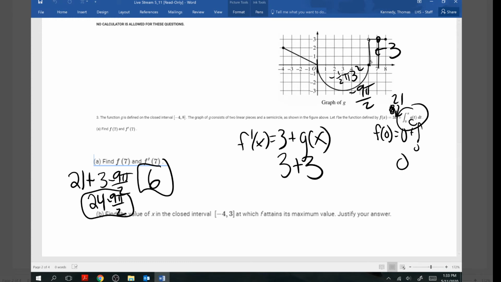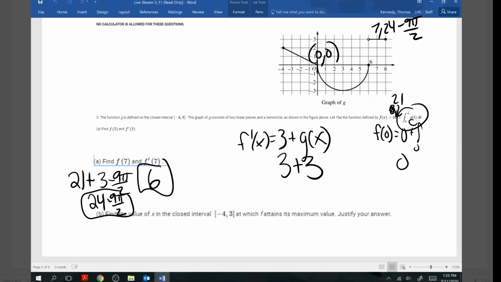Okay, find the value of x in the closed interval where f attains a maximum value. So this is going to be a little hairier. But we already know some values, so that's going to be really helpful. First, we know 0, 0 is a value. Second, we know 7, 24 minus 9 pi over 2 is a value.